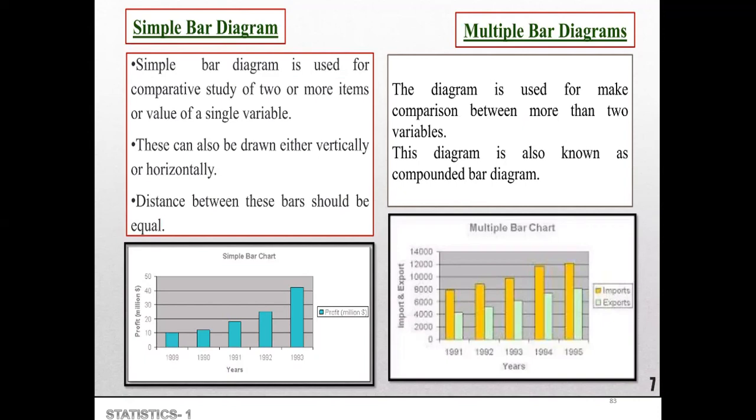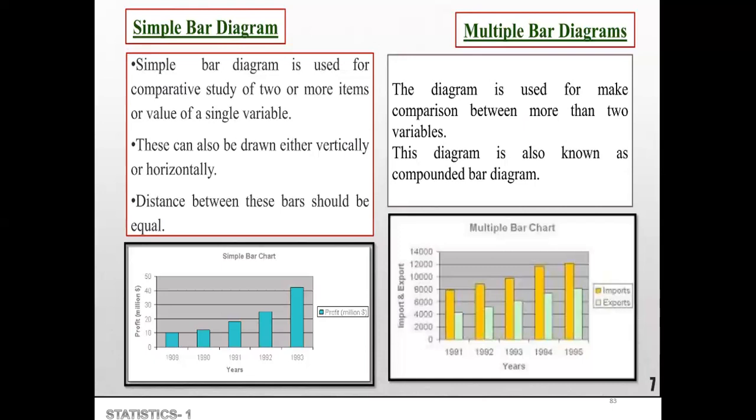In the case of the multiple bar diagram, this diagram is used for making comparisons between more than two variables. If you have two, three, or four variables, you can use different designs of bars to differentiate them or do the comparison.